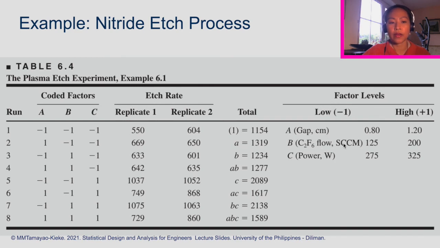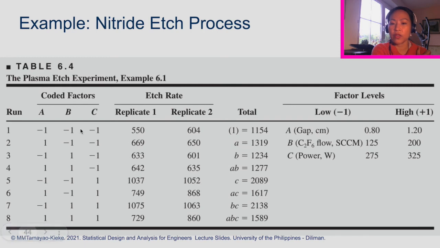Okay, and these are the units of measurement. And these are the factor levels. So low level of A is 0.8, high level is 1.2. Low level of B is 125, high level is 200, and low level of C is 275 watts, and high level is 325 watts. Okay, and these are the coded factors.